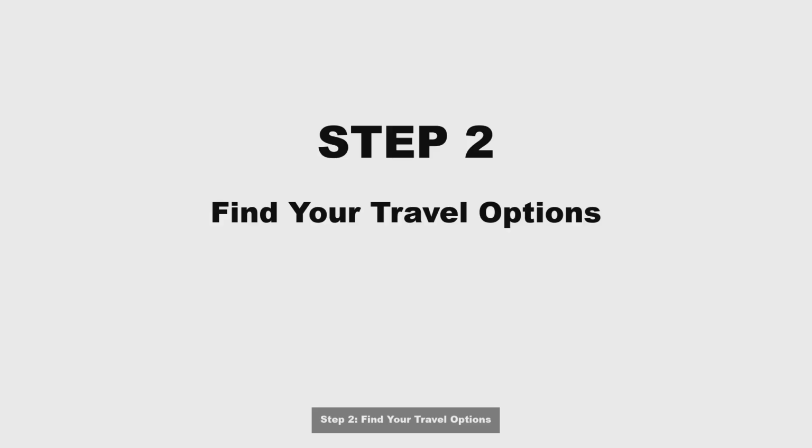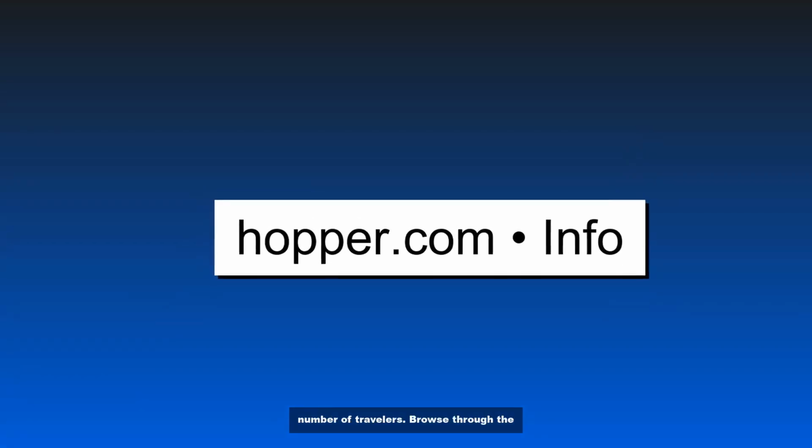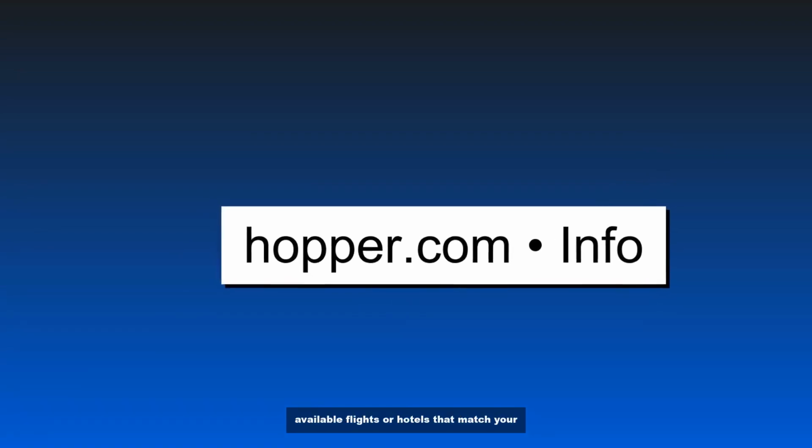Step 2. Find your travel options. Use the search feature to enter your travel details such as destination, dates, and number of travelers. Browse through the available flights or hotels that match your criteria.